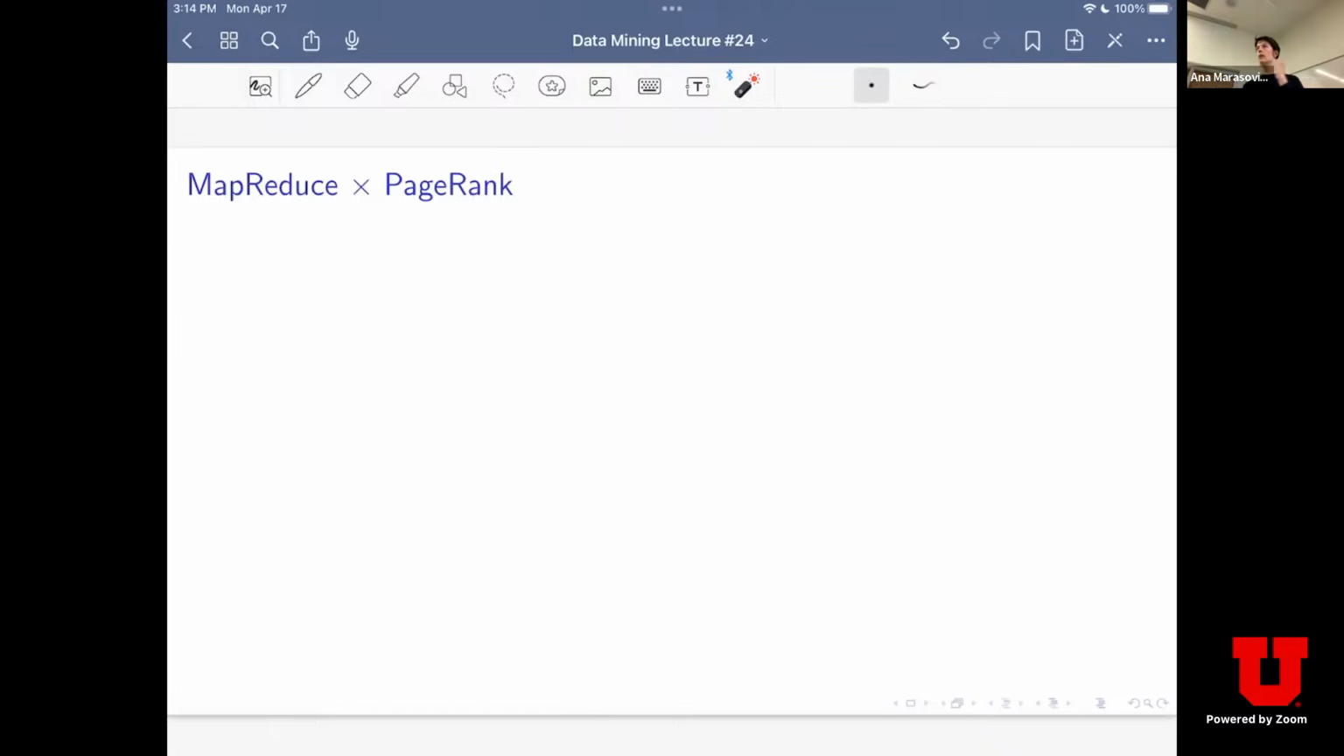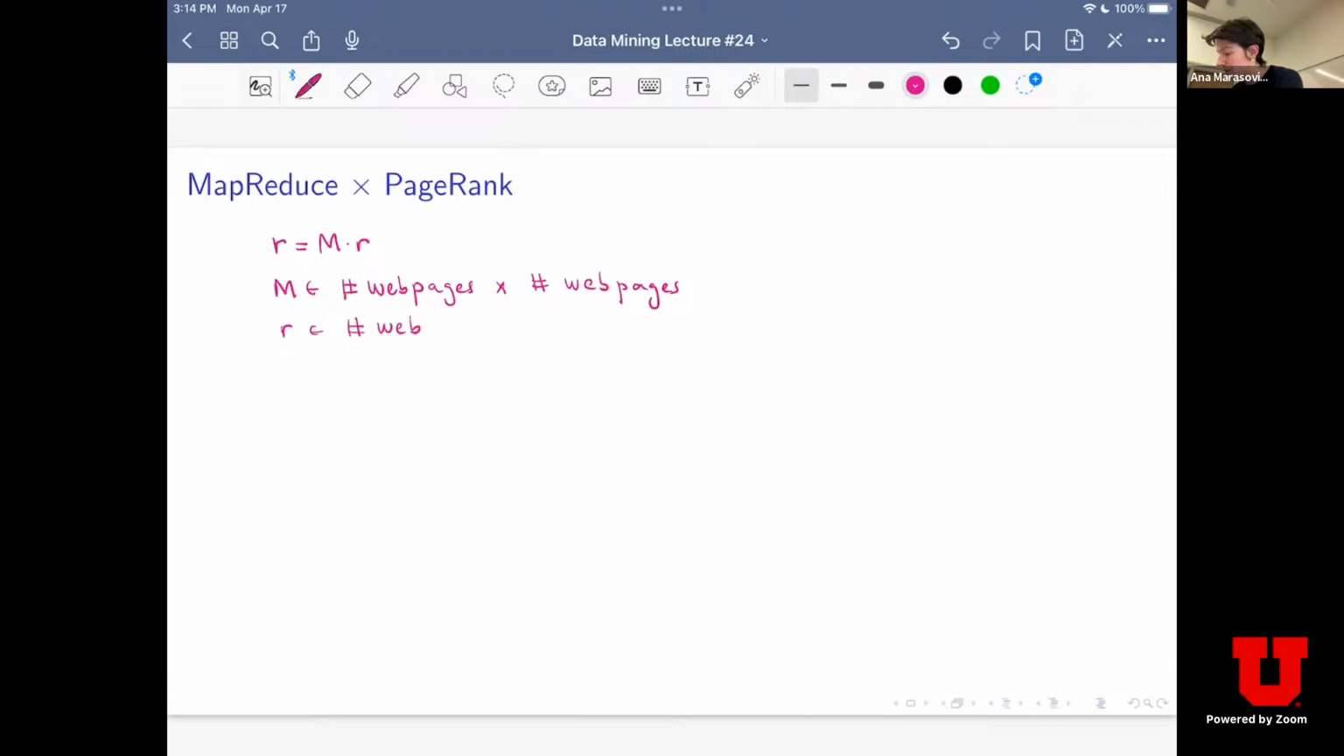Exactly. That was basically the only operation we had at every step of the power iteration method. We have R equals M times R. And remember, M is of size number of web pages times number of web pages. So it's a huge matrix, right? And the vector R is of the size number of web pages. So this is a huge matrix and a huge vector.